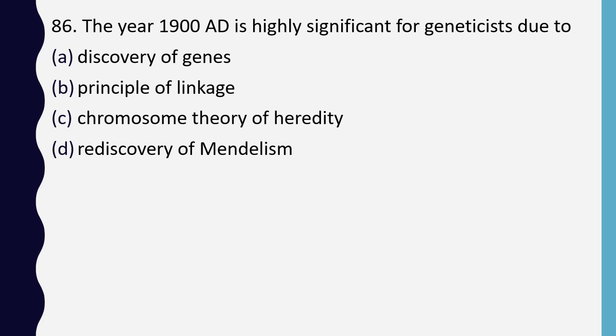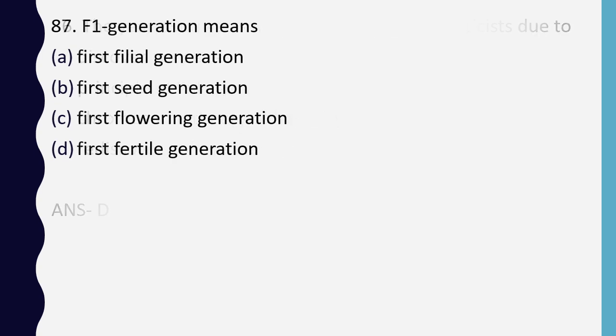Question number 86. The year 1900 AD is highly significant for geneticists due to discovery of genes, principle of linkage, chromosomal theory of heredity, rediscovery of Mendelism. Which of the following occurred in 1900 AD? Correct answer is option D, rediscovery of Mendelism. Question number 87. F1 generation means first filial generation, first seed generation, first flowering generation, first fertile generation. The correct answer is option A, first filial generation.